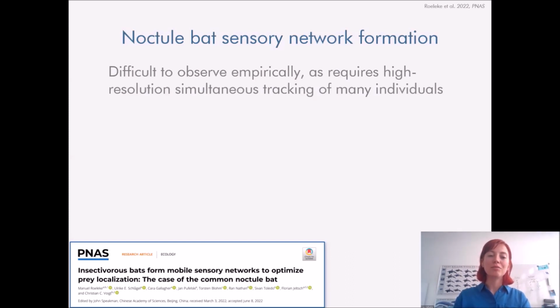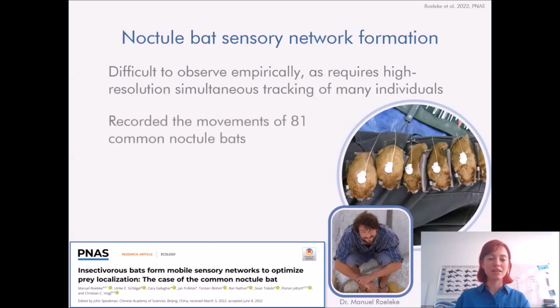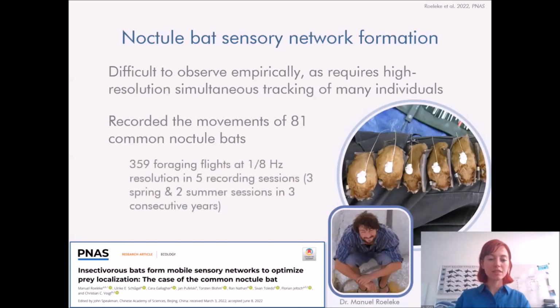But in this project, we did just that. This was led by Dr. Manuel Rulicki, and he did a tagging study of common noctule bats that recorded the movements of 81 bats. This was an entire colony of these bats, and it was done over 5 recording sessions in 3 consecutive years.